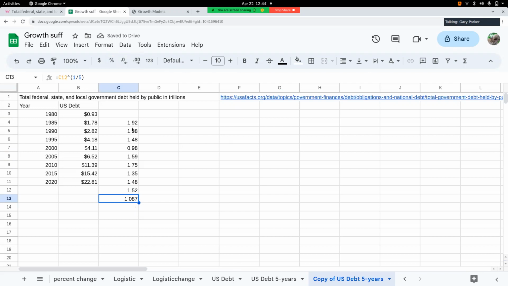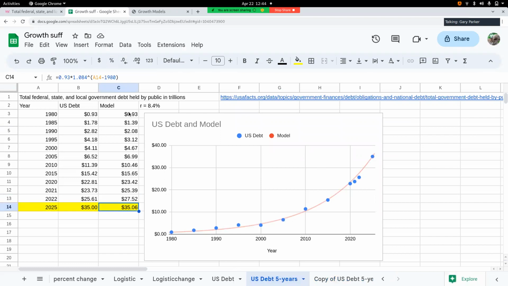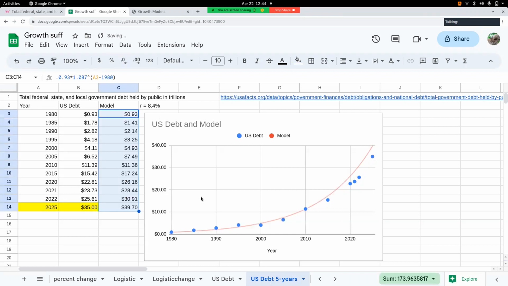Yeah, so if we skip all the years in between and just look every 5 years, average them and undo that 5-year multiplication, we get a growth rate of about 0.87. Seems a little high to me, but might work. So what if we change this from a 0.84 to a 0.87 and fill that down? I think my red line might be a little higher than the blue points. Yeah, it fits pretty good in the beginning here, but then later it doesn't do such a good job.